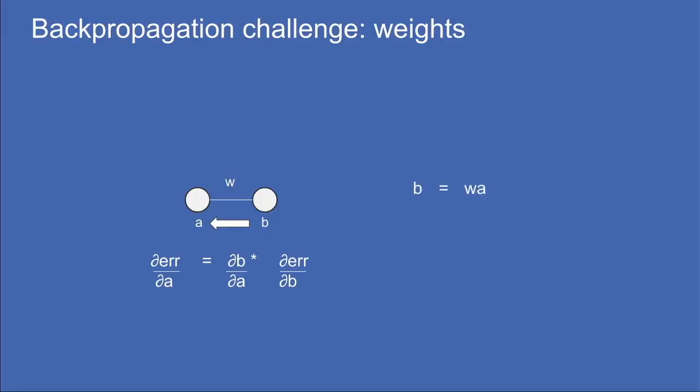We know that two neurons connected in this way are represented by this. B is the weight times the value of A. And so we can just take a little derivative here and get the change in B with respect to A is W. So this step in the backpropagation chain can be represented by whatever that weight is.